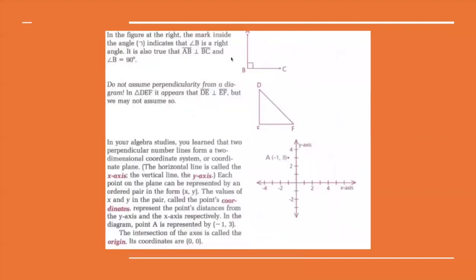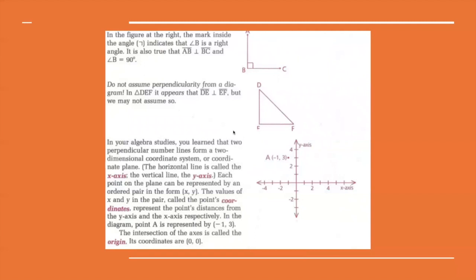In the figure to the right, the mark inside the angle indicates that angle B is a right angle. It is also true that segment AB is perpendicular to segment BC, and angle B is 90. This tells you that it's equal to 90. We cannot assume perpendicularity from a diagram. In triangle DEF, it appears that segment DE and segment EF are perpendicular, but we cannot assume so unless we know angle E is 90 degrees.